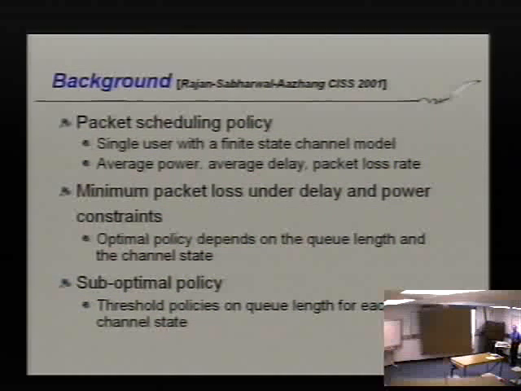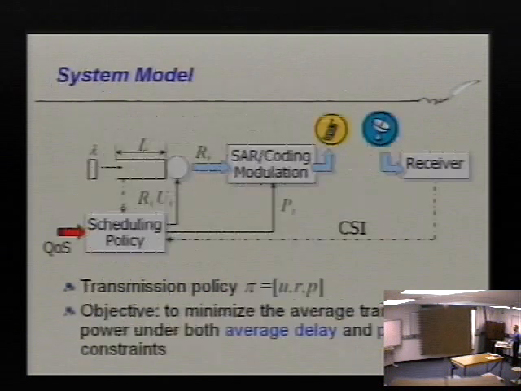They found the optimal transmission policy that minimizes the packet loss under both the average delay and the power constraints, and they also proposed a suboptimal policy. However, they have a different set of parameters on each channel state. In this work, I will propose a much simpler suboptimal policy and give the corresponding queuing analysis, using a simpler approximation for the policy design.